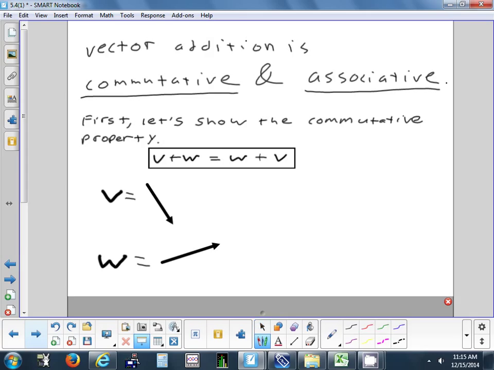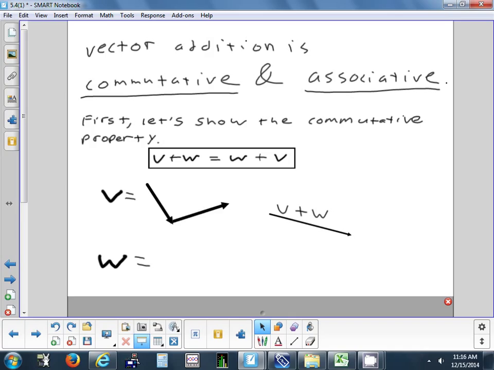Okay, so to do v plus w, line those 2 points up. Okay, and our final answer, connect the beginning to the end. I'll move it off. That's v plus w. Again, the v and the w there, they're bold. They represent vectors.